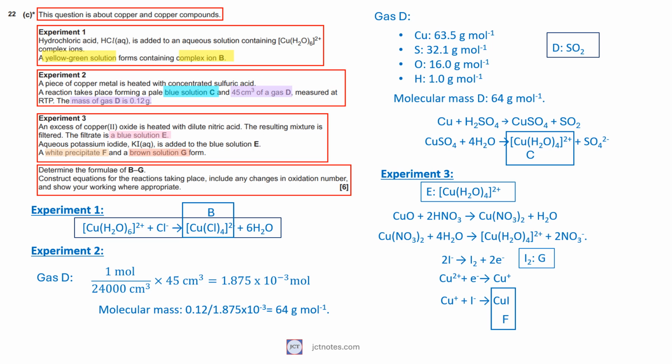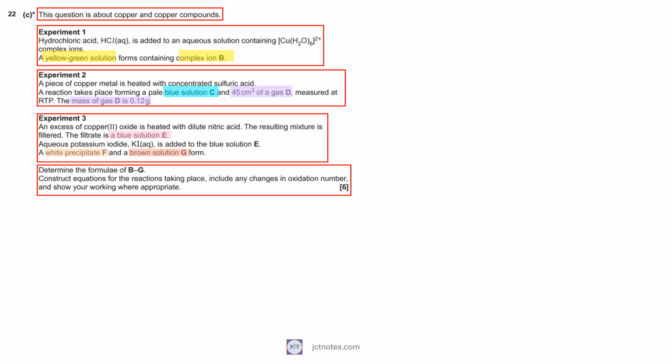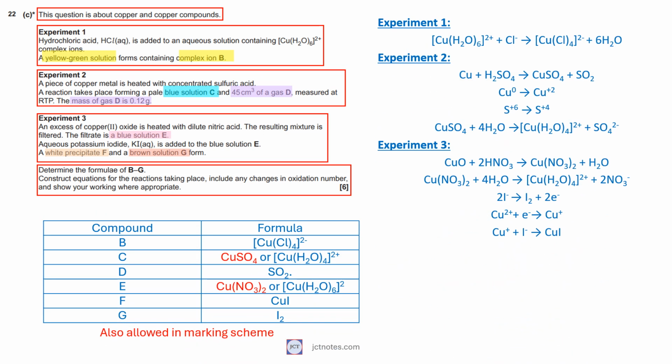To summarize all, I put in a table the species and their formulas as well as the main reactions. The marking scheme allows also C as copper(II) sulfate and E as copper(II) nitrate. Here are my reaction equations. The marking scheme accepts variations, so you may express them differently than I have here. And this is the end of the question paper.